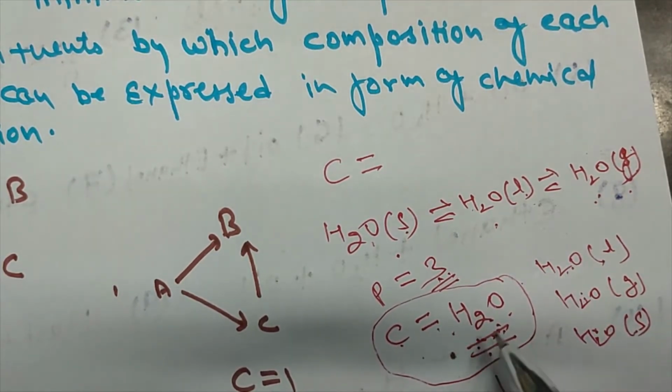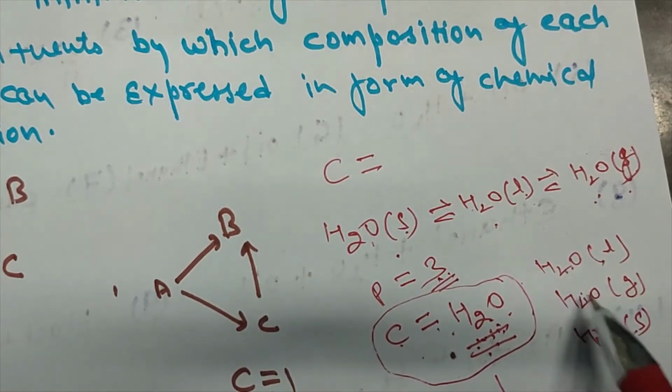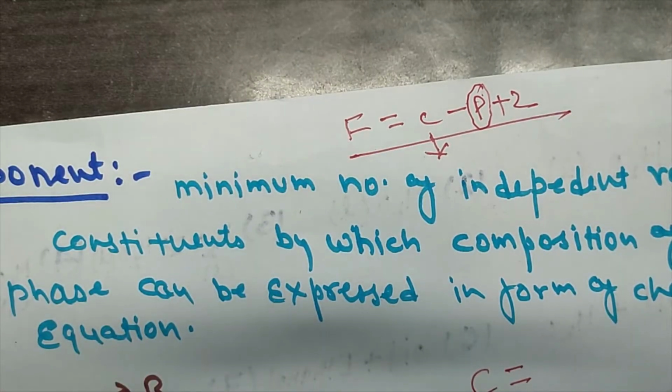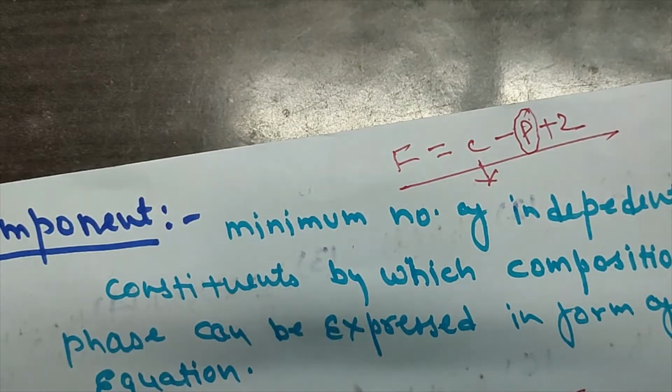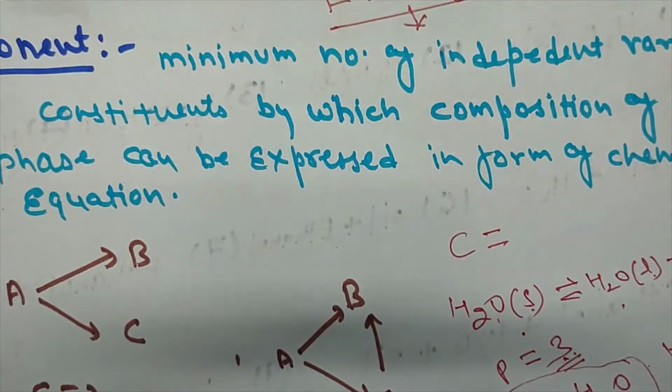Here it is water. Yes, you can simply say the component number is 1, which can explain all the 3 given phases. This is your component. Now if anyone asks you to write the definition of component, you can easily copy and paste these things, but I'm not going to explain these things.